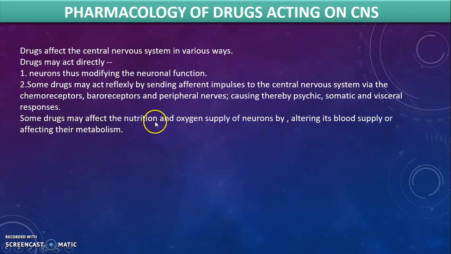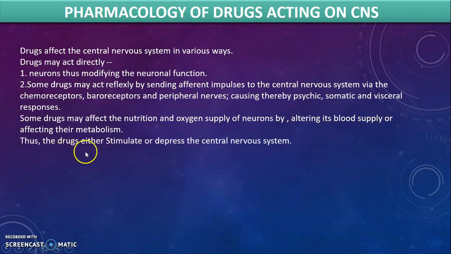Some drugs may affect the nutrition and oxygen supply of the neuron by altering the blood supply or affecting their metabolism. Thus, the drug either stimulates or depresses the central nervous system. Some drugs are responsible for the stimulation of the central nervous system, and some drugs are responsible for its depression.